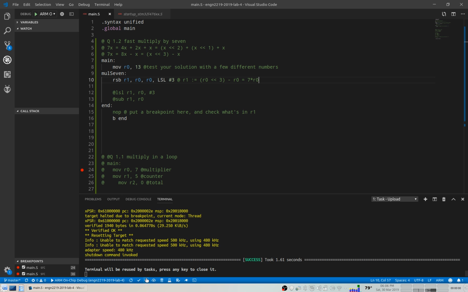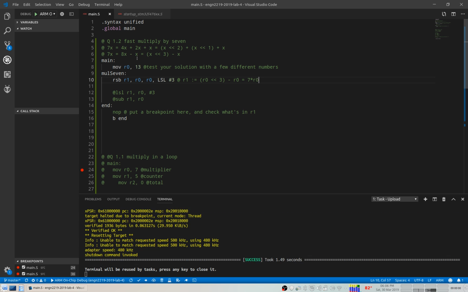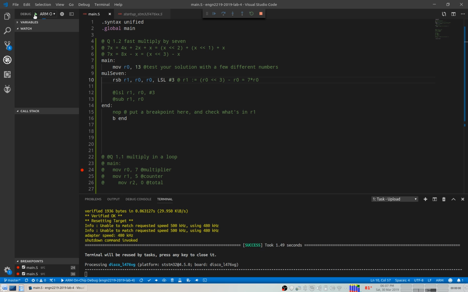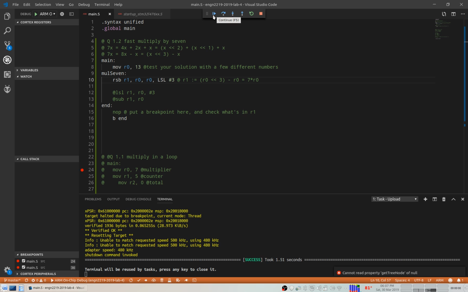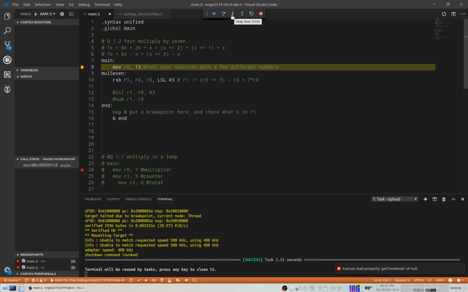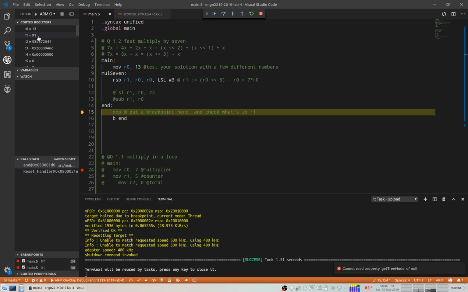So if we run the code again through the debugger, hopefully we'll get the same result as before. 7 lots of 13 is 91. So we'll run it and we will see what will happen. Okay. Skip ahead. So MOV 13. And then do that very complicated instruction. And we do indeed get 91 in the R1 register.